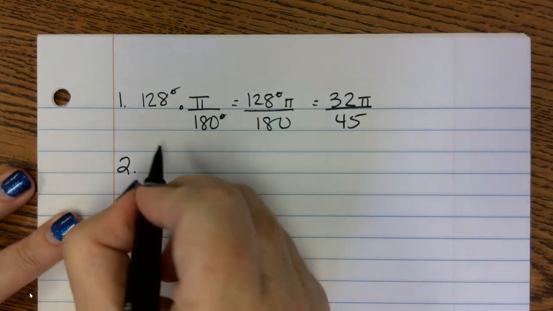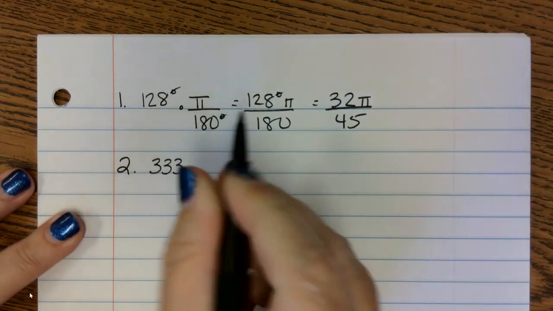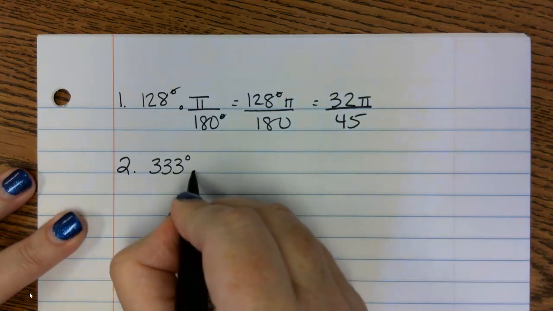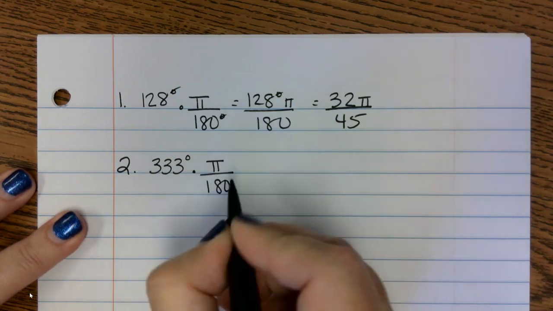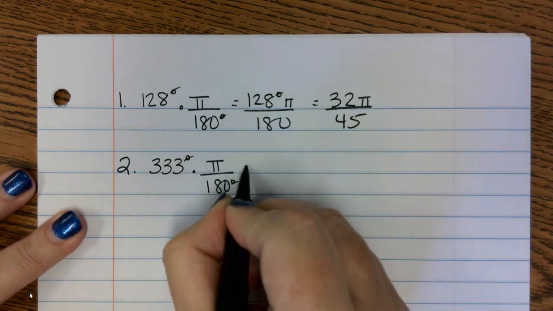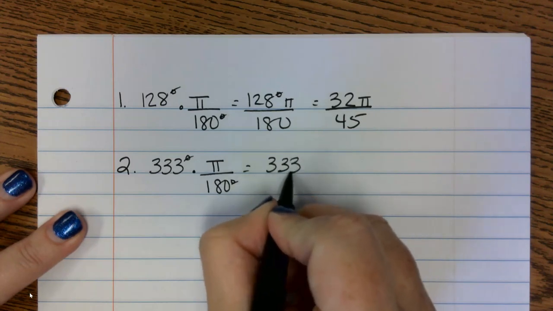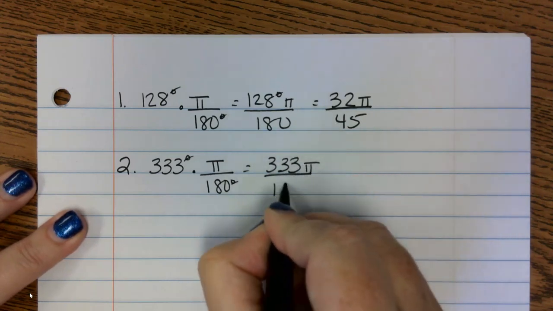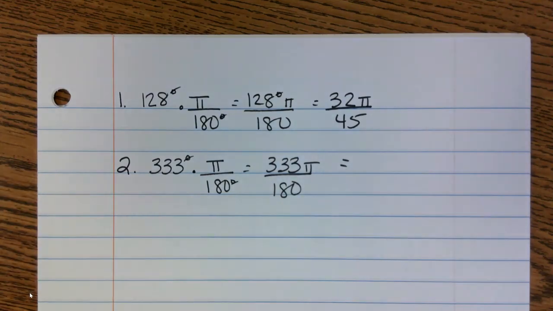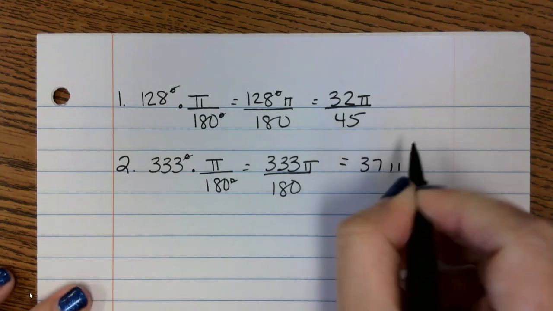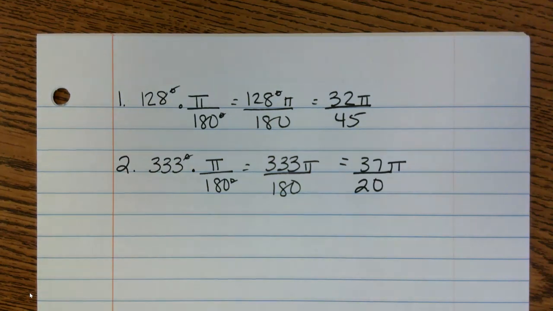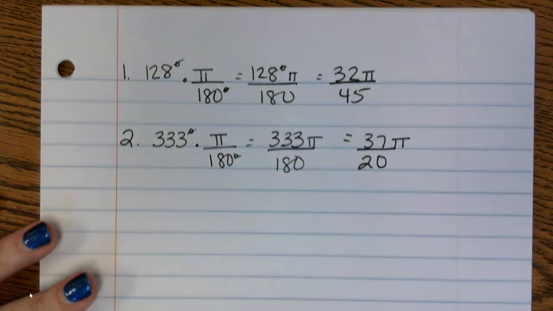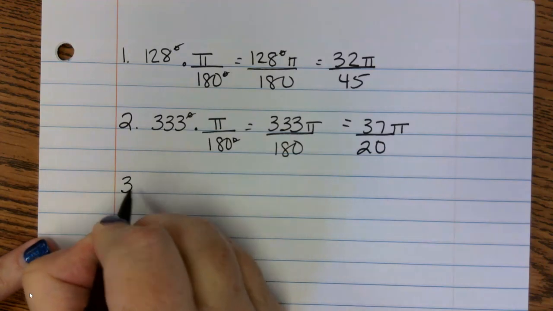Okay, number 2. 333, and then here again turning this into radians, put it over 180. The radians thing reduces, so we get 333 pi over 180. I got 37 pi over 20, and that's all you have to do for that. I know, super easy, super fun.